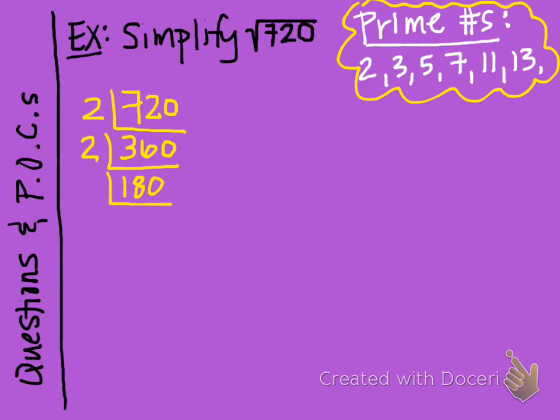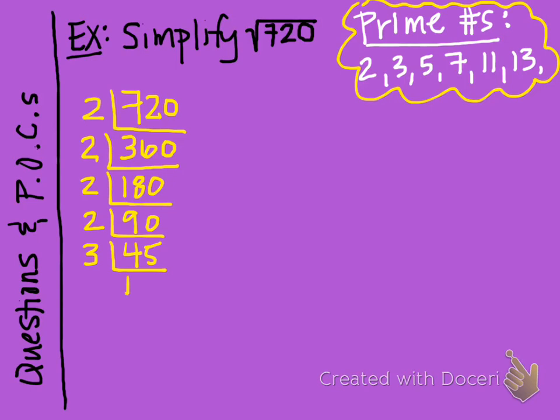Okay, let's go again. I can keep using 2. 2 goes into 180 90 times. 90 is still even, so I could divide it by 2. 2 goes into 90 45 times. Now 45 is not even, so I need to choose a different number. I'm going to just kind of go in order because I think that's easiest. I'm going to pick the 3. If you go in order, also it'll keep all of your pairs next to each other, which is another advantage if you want to make it easier on yourself.